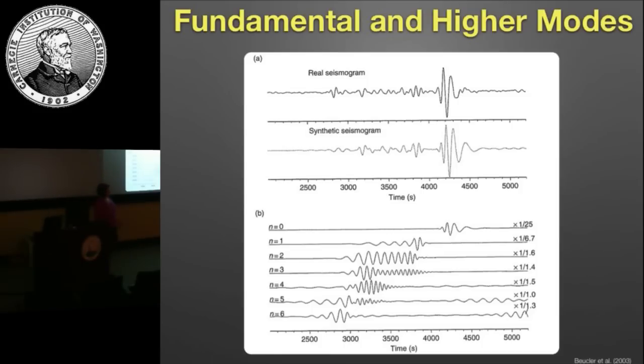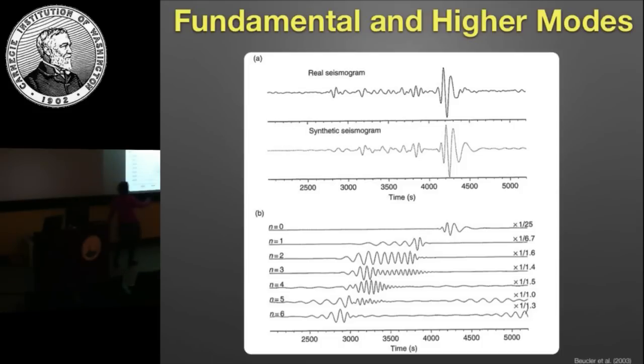Now, the surface waves I just described are called the fundamental mode surface waves. They're the most commonly used, but there are also higher mode surface waves. And these are basically the wiggles you would see in a seismogram. So this is a real seismogram, this is a synthetic seismogram. The big signal you see here are the fundamental mode surface waves. But then before that, we have all these wiggles that are the higher modes.